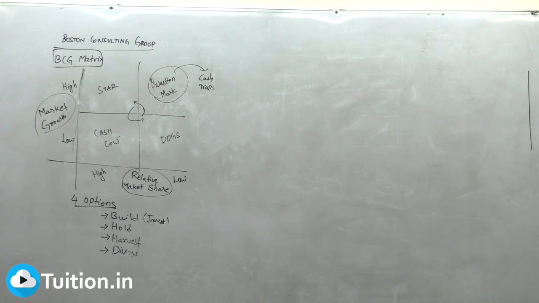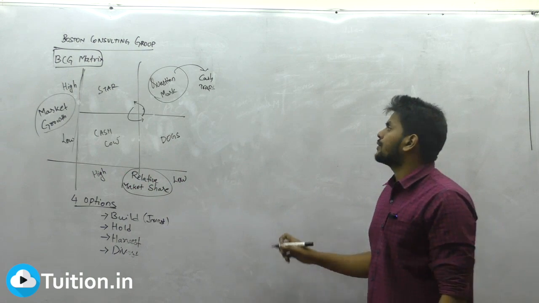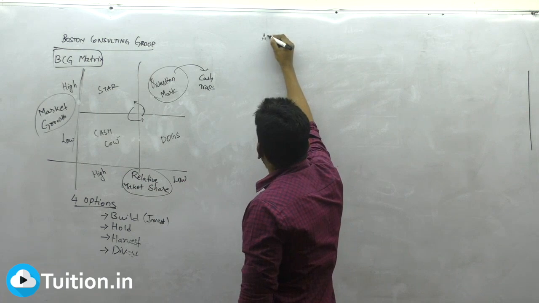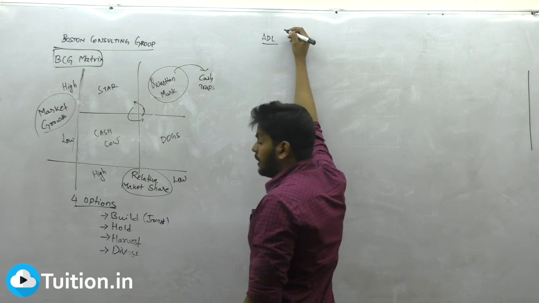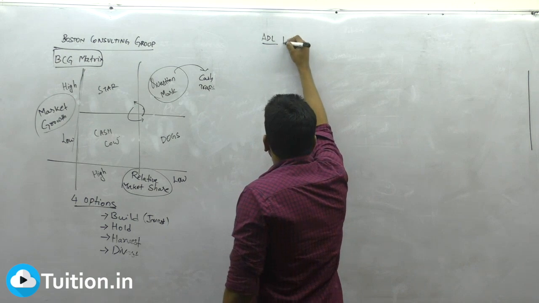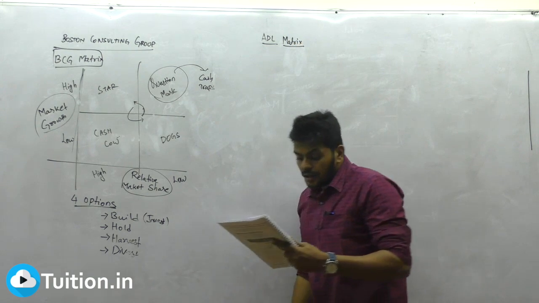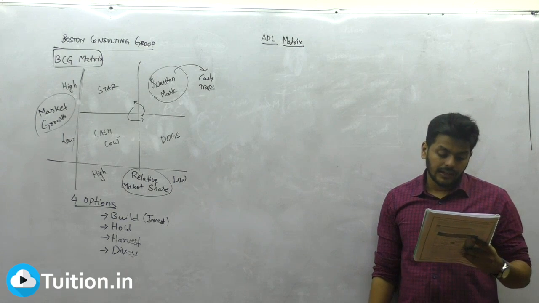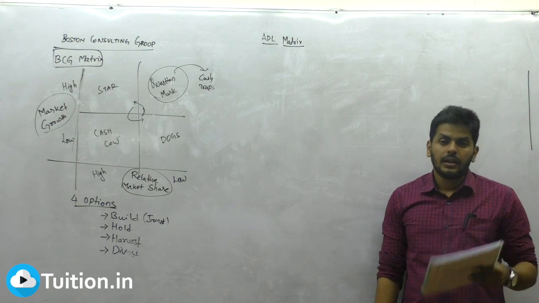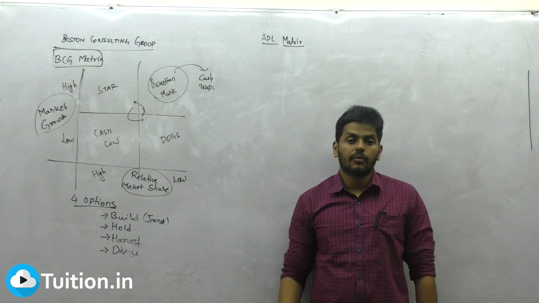Alright, let's look at the last one. It's the ADL matrix. What is the ADL matrix? It is named after the person who put it up. His name is Arthur D. Little. The ADL matrix, derived from the name Arthur D. Little, is a portfolio analysis method that is based on the product's life cycle. Tell me what are the four stages in product life cycle? Introduction.